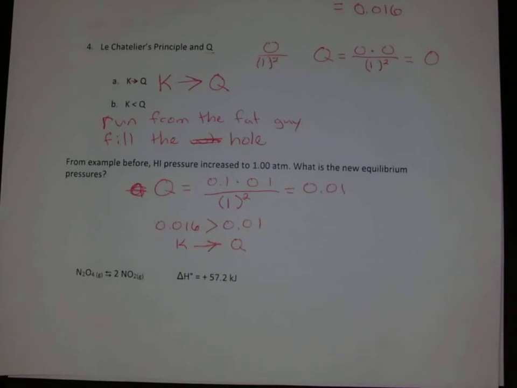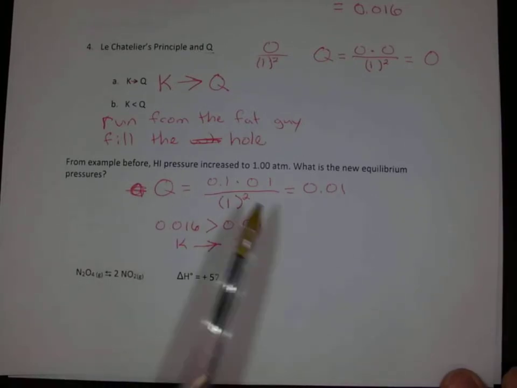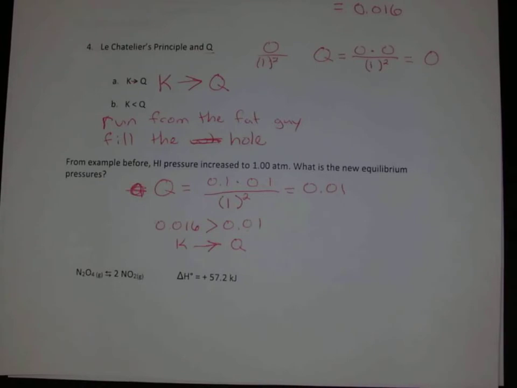All right, so we've talked now a little bit, like I said, about Le Chatelier's principle. What happens when we change the system a little bit? If we change the system by adding or removing one of our reactants or products, then we can use Q to understand and explain which direction our reaction will proceed. Again, we use run from the fat guy, fill the hole, just in our mind, okay? So now, though, let's think about some other changes that could occur.